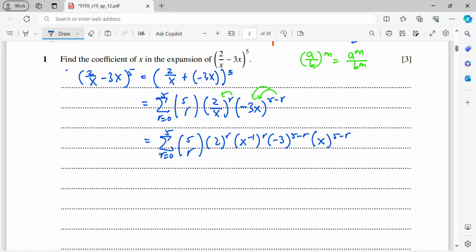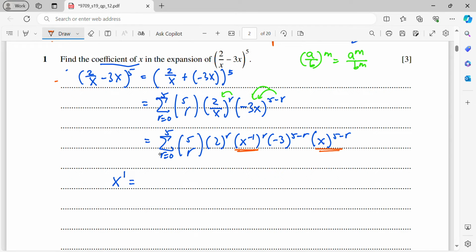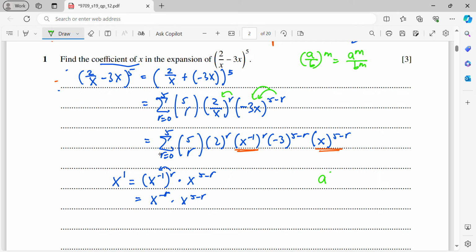Now you need to get the coefficient of x. That means x is x to the degree 1. Therefore, I need to find out the r. Then I will just consider the terms with the x. You will be getting x to the power of minus 1 times r multiplied with x to the power of 5 minus r. Now this r can be brought inside. That means I'll get x to the power of negative r times x to the power of 5 minus r, because we have a formula: a to the power of m, then another power n outside, is basically a to the power of mn.